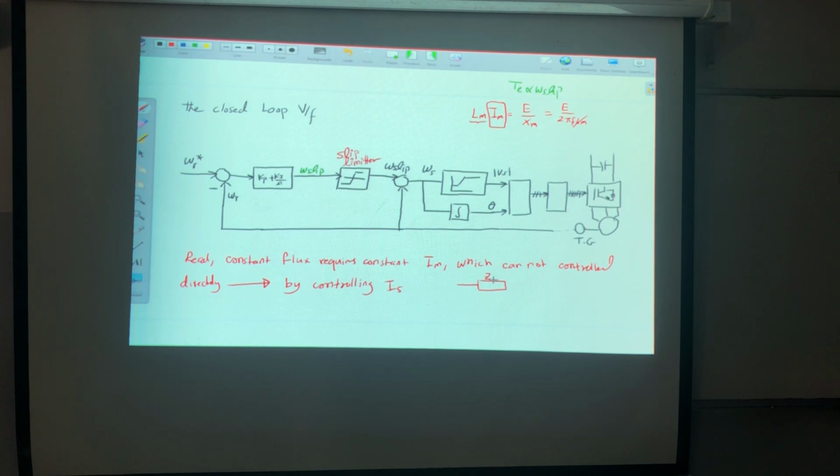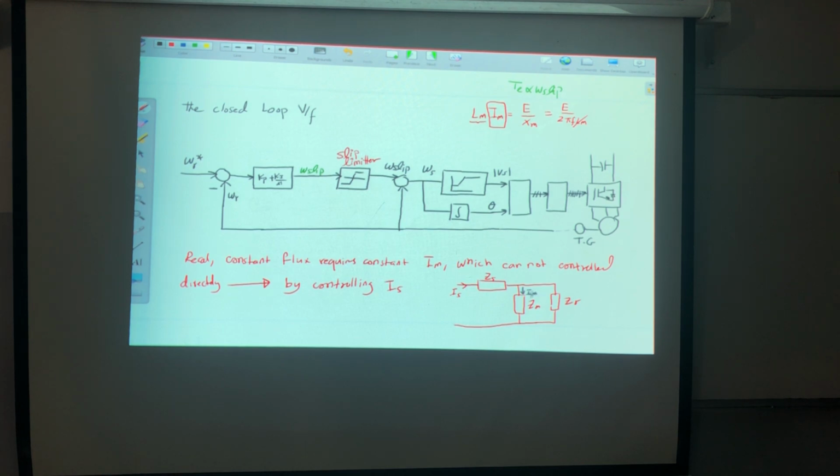Now, if we recall the per phase equivalent circuit, this one can be a representation for the impedance on the stator circuit. This one is the magnetizing inductance, and here I have the rotor inductance. ZR, ZM, and this will be the current Is. And this current here will be Im.